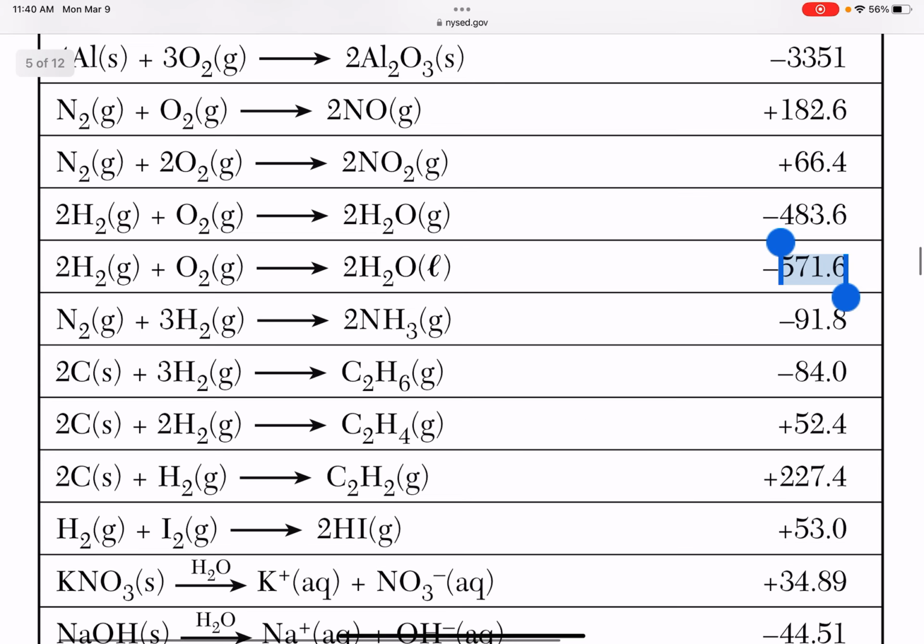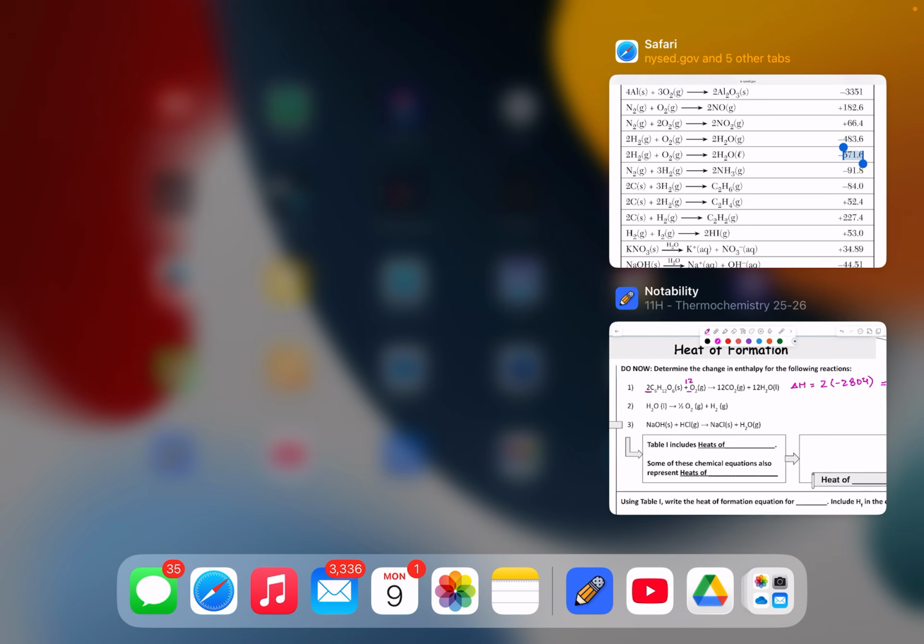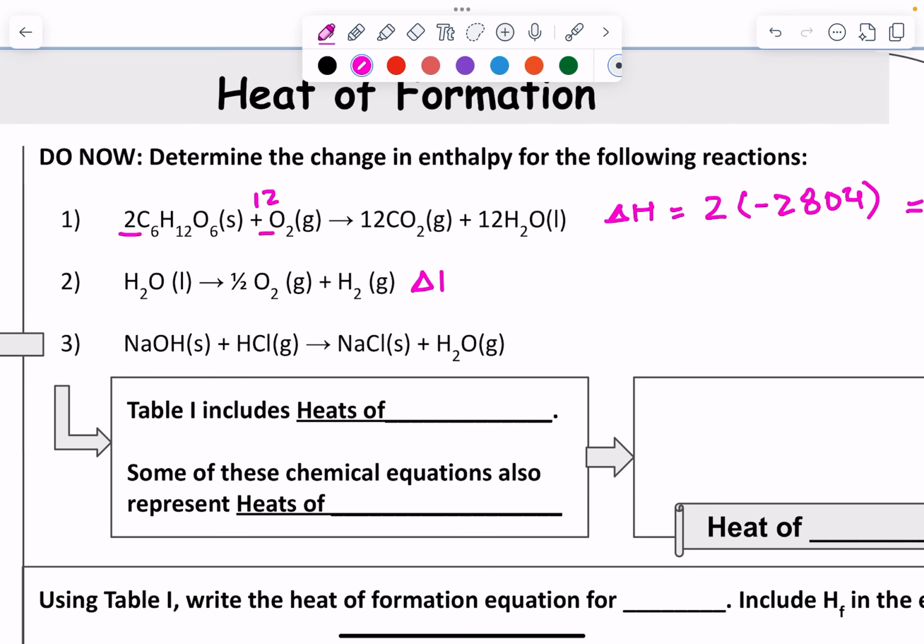And also, in the given equation in the question, we only have 1 mole of water. But in this equation, we have 2. So that means we're going to have to divide the 571.6 by 2. So delta H will be equal to positive 571.6 divided by 2, which gives us positive 285.8 kilojoules. And once again, remember, if you don't have access to Table I, then you will have access to bond energies to answer these.